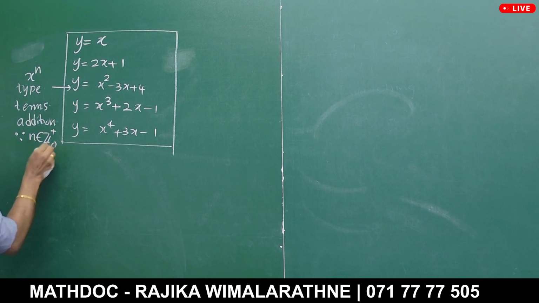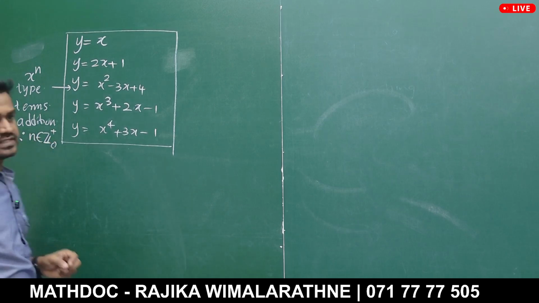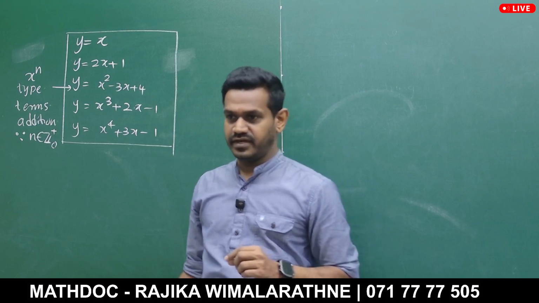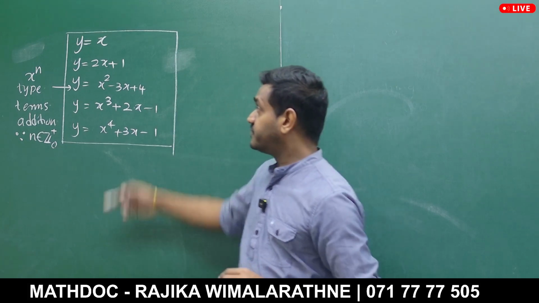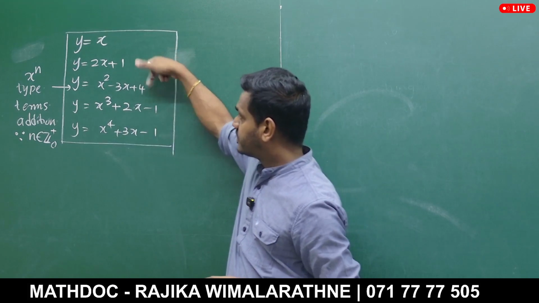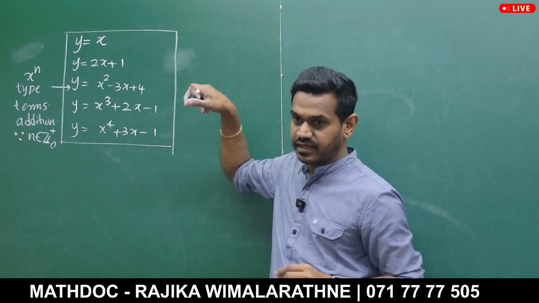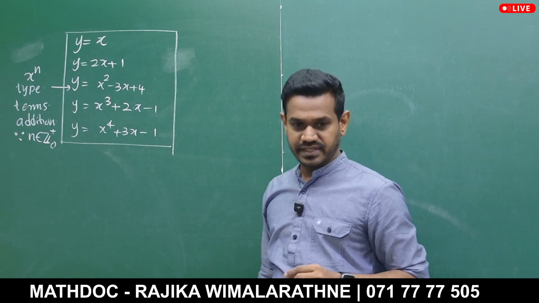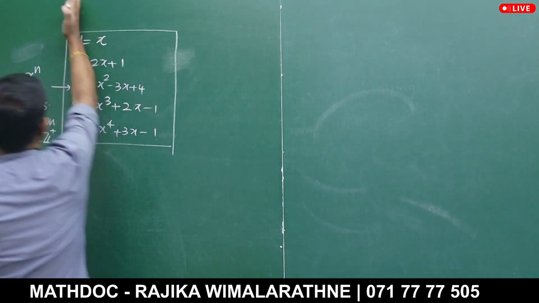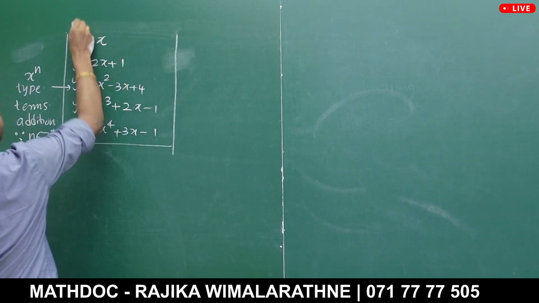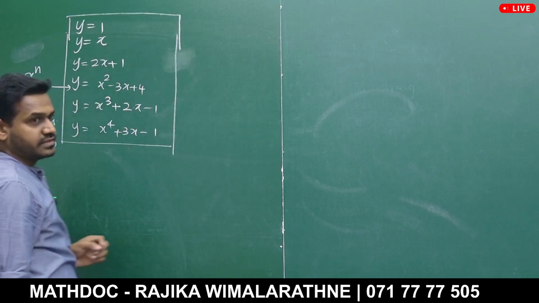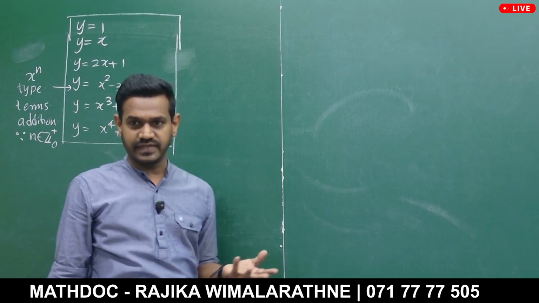Here n is a positive integer with 0. We say that this type is a polynomial. Further we can classify them as linear, quadratic, cubic, biquadratic, and so on, but altogether we say polynomial. So here y equals 1 we call a constant function. So we have constant functions as well.